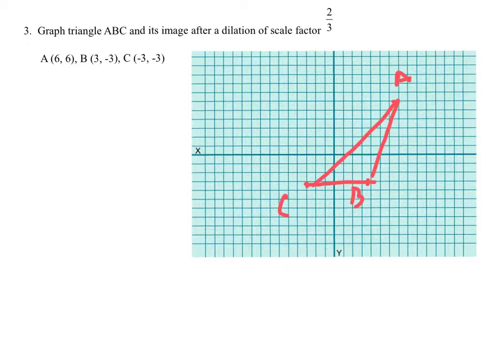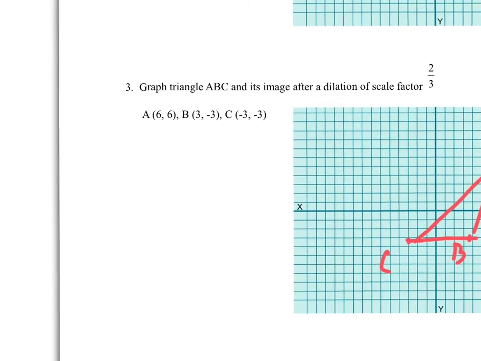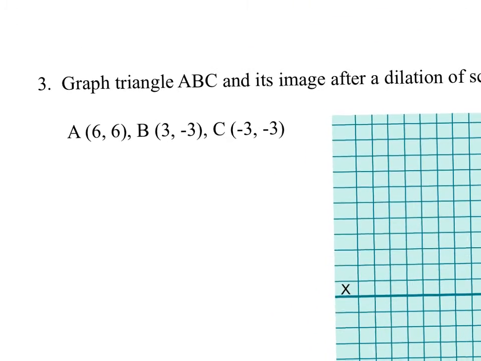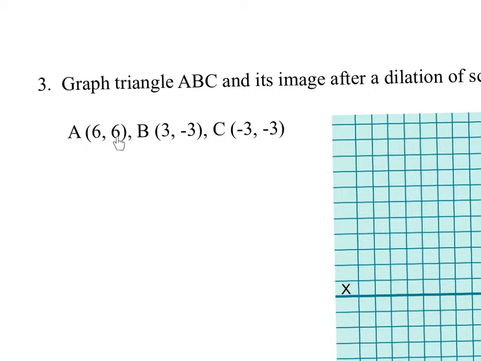All right, so here's the tricky part. I'm going to take each one of these coordinates, and since it's a scale factor of 2/3, I'm going to multiply each one of these by 2 and then divide by 3. So check this out. I'm going to show you the first one. So we're going to take coordinate 6, and I'm going to multiply it by 2/3. And remember, I can take any whole number and change it into a fraction by just slapping a 1 underneath.